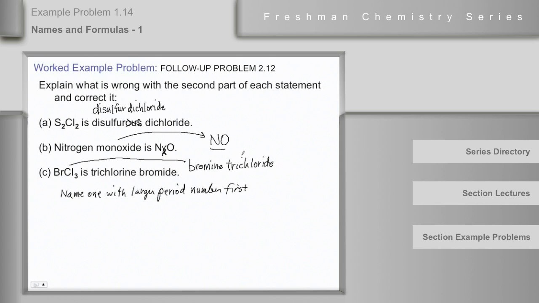The name of the second atom is changed, the ending is changed to IDE from INE for chlorine, for the same reason that it's done in ionic compounds, to specify which element comes second here. So BrCl3 would be bromine trichloride, not trichlorine bromide.